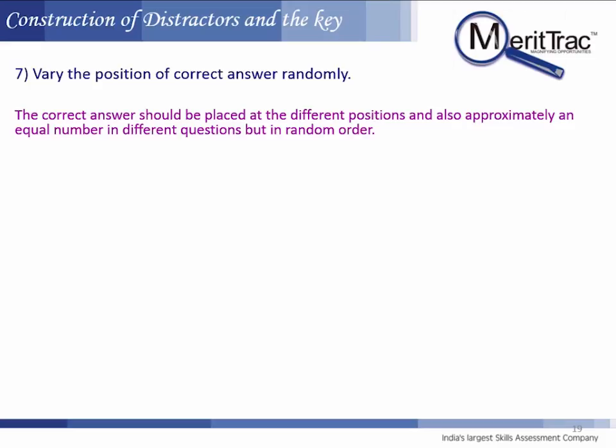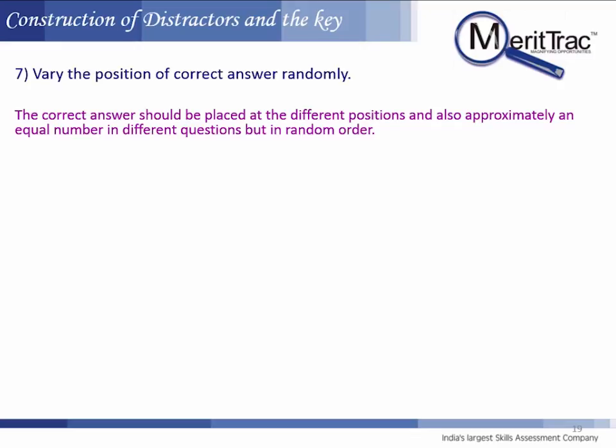vary the position of correct answer randomly. The correct answer should be placed at different positions, and also approximately an equal number of times across different questions, but in random order. We have come across many people who blindly take a particular position. Let's say in a multiple choice question based test where A, B, C, D are the four positions of options, somebody blindly takes all 100 questions only B, or somebody takes all 100 questions only C.